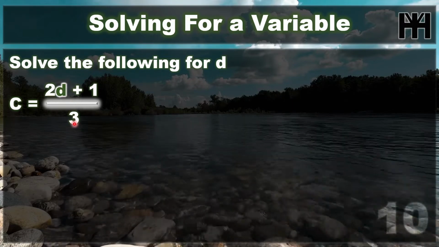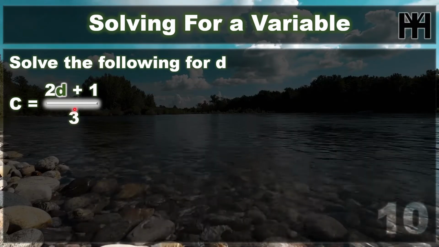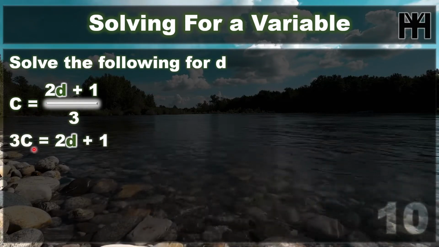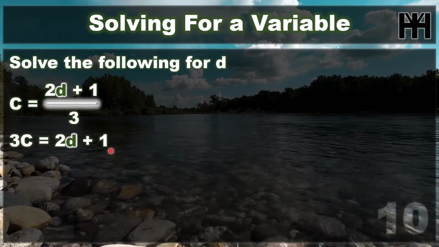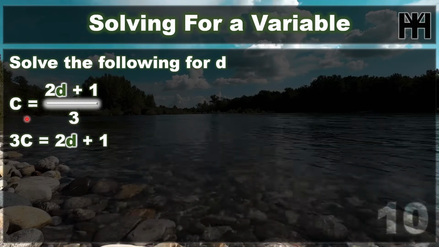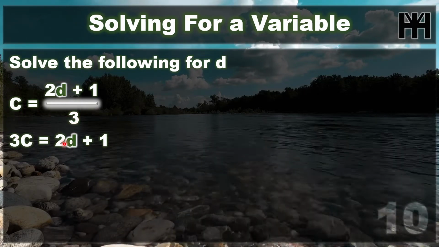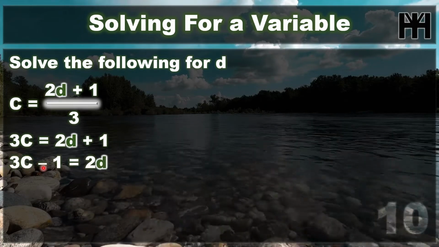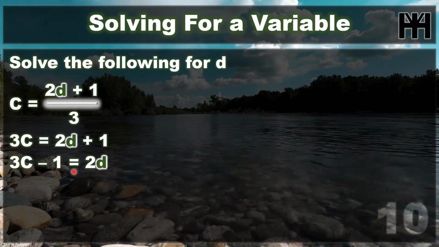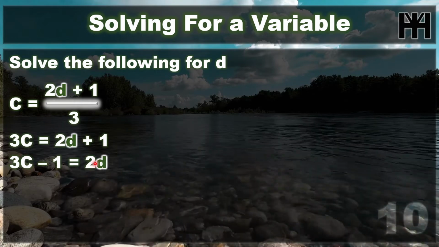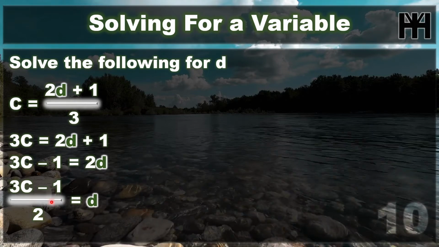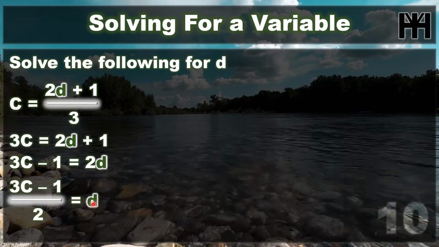So first of all, we multiply the C, 3 will be multiplied by the C. So it's 3C equal to D plus 1. So it was divided, so it will go to be multiplied. So we have 2D plus 1, send the 1 to the other side, so it's 3C minus 1 equal to D. Then the last thing here is to send the 2 by divide to the other side. So it's 3C minus 1 over 2 equal to D.